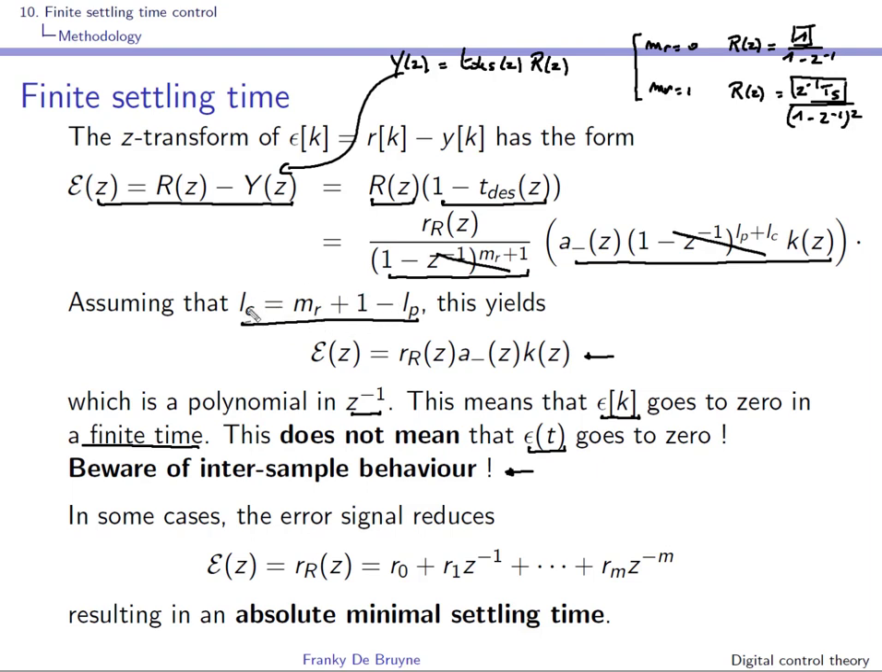And again, you should look at section 5 and the subsection on steady state accuracy if this comes as a surprise. In some cases, this K of Z is simply 1, and then the error signal in the Z domain simply reduces to this polynomial over here, so either 1 or Z minus 1 TS, and this then results in an absolute minimum settling time.